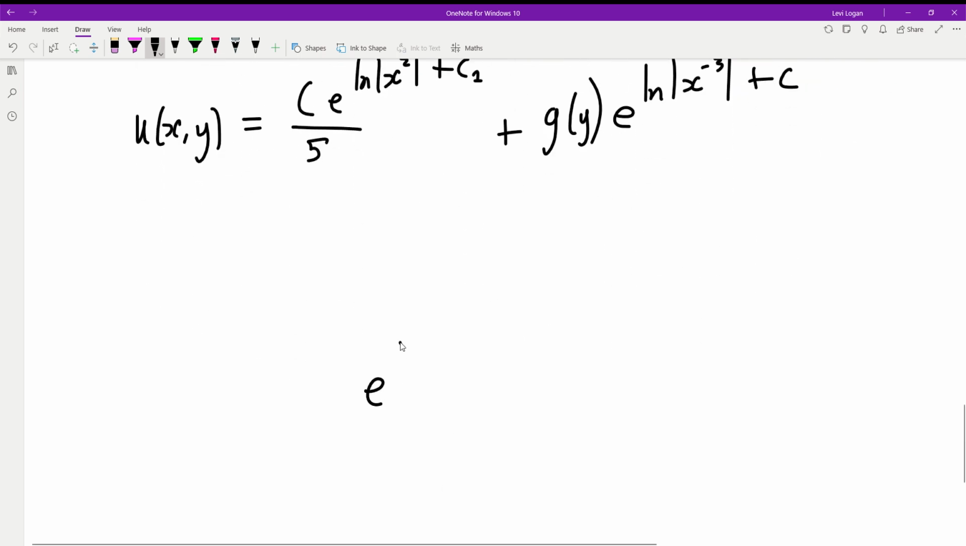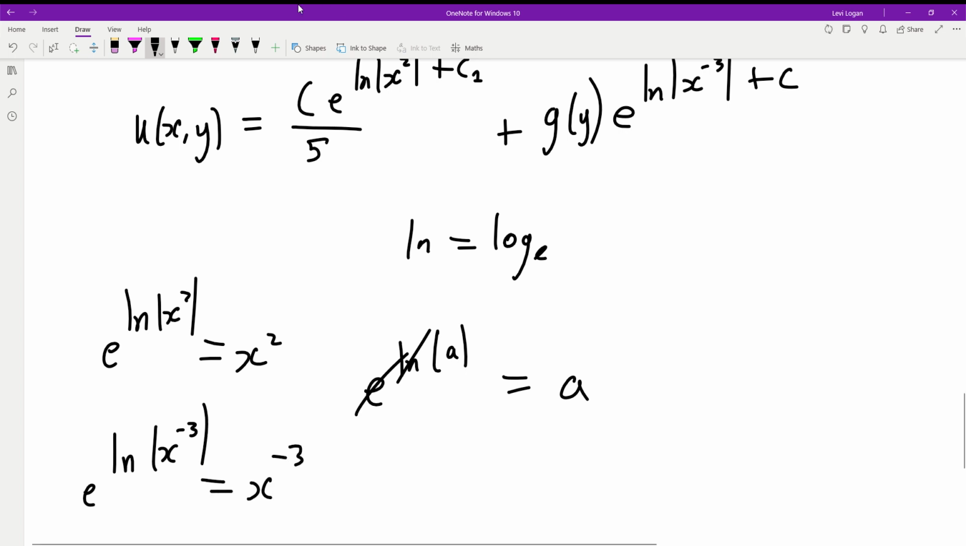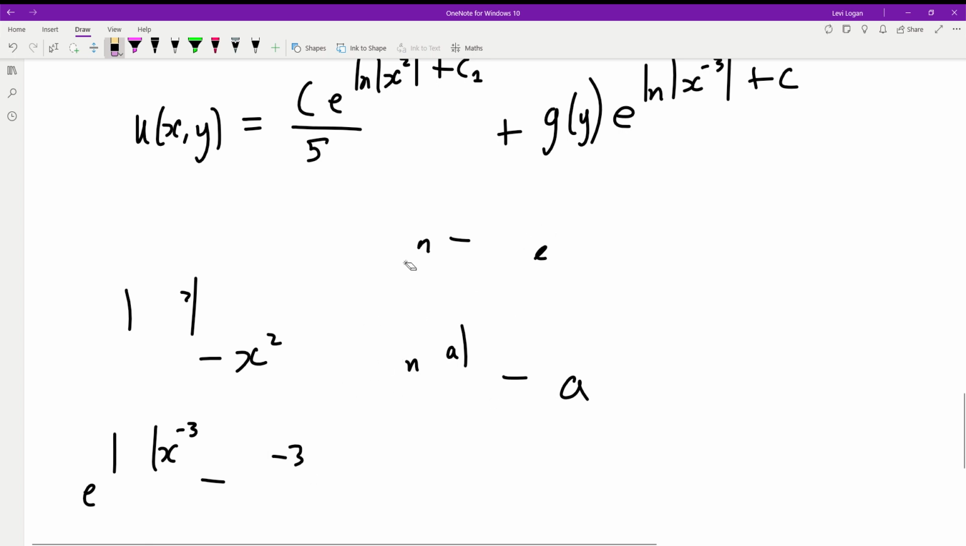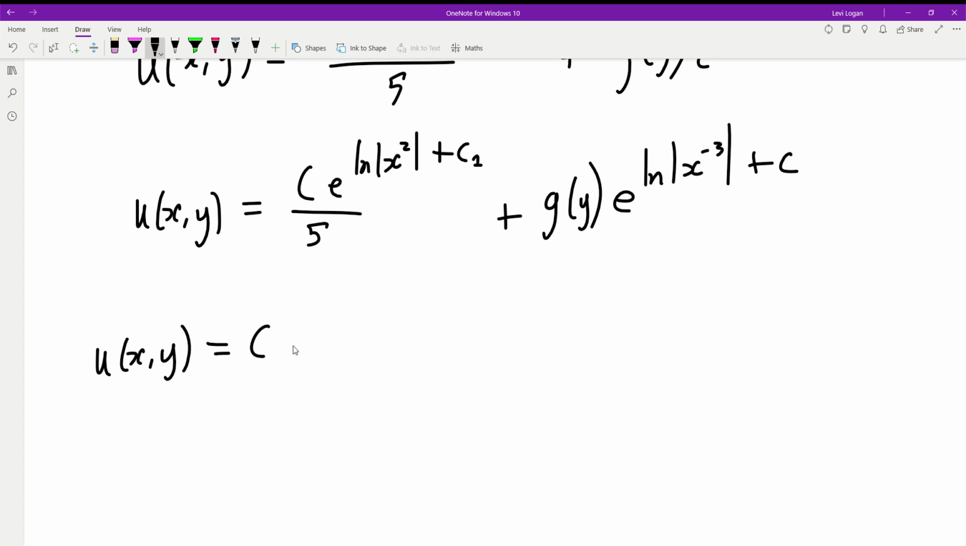Now, if I have e to the log of a, the ln is log base e, which will cancel with the e and just leave us with a. So when we have e to the ln of x squared, that is just equal to x squared. And when we have e to the ln of x to the minus 3, that's just x to the minus 3. So we can change how those terms look really quickly. We can rewrite this: u of x and y is equal to c, bringing this down the front, so we have x squared plus c1. We can still leave that, it won't be done yet.